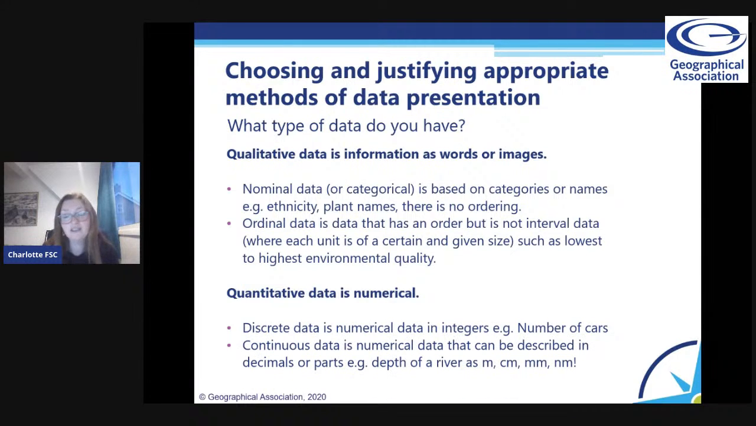Another option is continuous data. This is numerical data again, but it can be described in parts or decimals. For example, you might measure the depth of a river, and you might do it in meters, in centimeters, in millimeters, even in nanometers. But the point is that it's always been split down, and each unit or gap between each unit is the same, which would make it interval data as well. So continuous data can be split down into parts. You have halves.